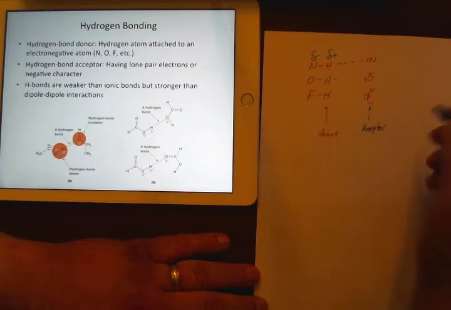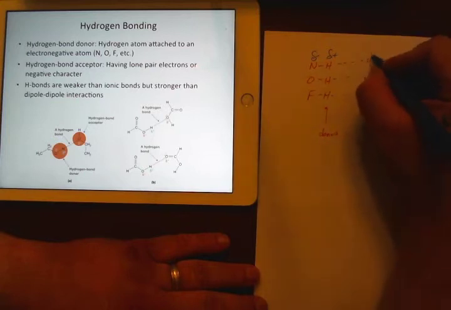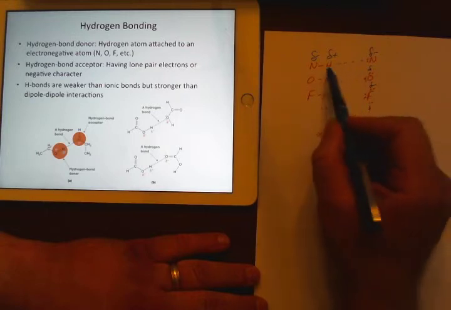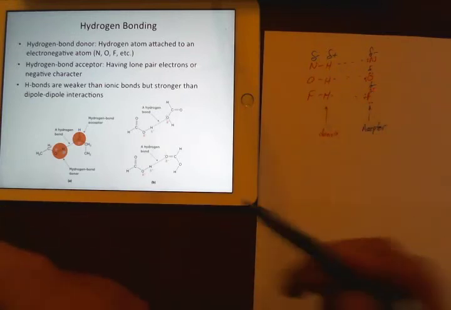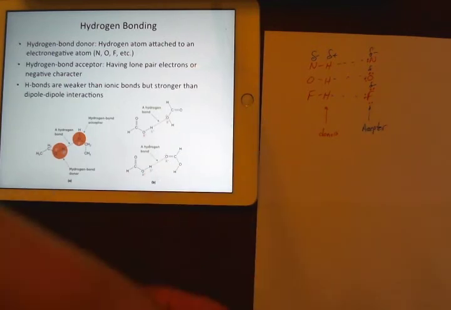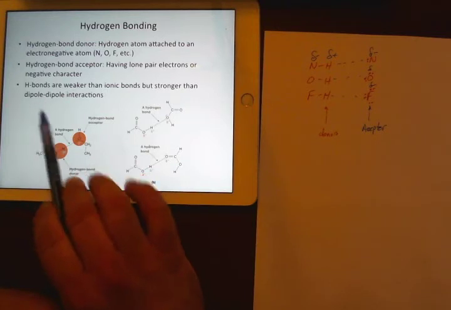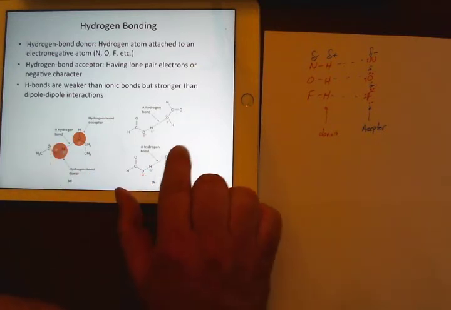So acceptor, if I could spell, right here. Because this is going to be a partial negative, this positive is going to get attracted to that negative, or vice versa, however you say it. And that's actually particularly strong. It's not as strong as the ionic bond, but it's stronger than most normal dipole-dipole interactions, so it falls in between those.